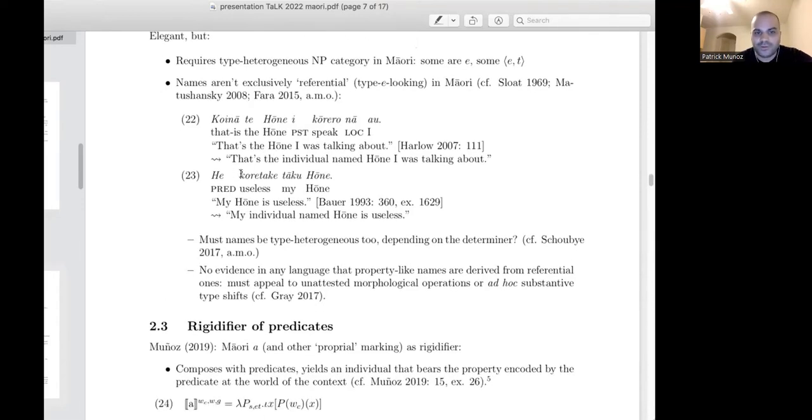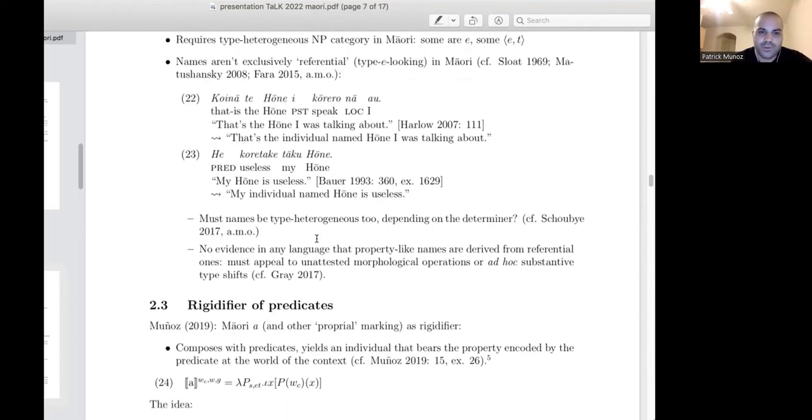And then also with genitives. So you can say, my Hone is useless, meaning not like, oh, Hone, my Hone, he's such a useless guy. No, but restrictively, right? The guy named Hone, that's mine, is useless, right? So if that's true, you're going to have to make names type heterogeneous too, because sometimes they're type e and take a, and then sometimes they're type et and take te.